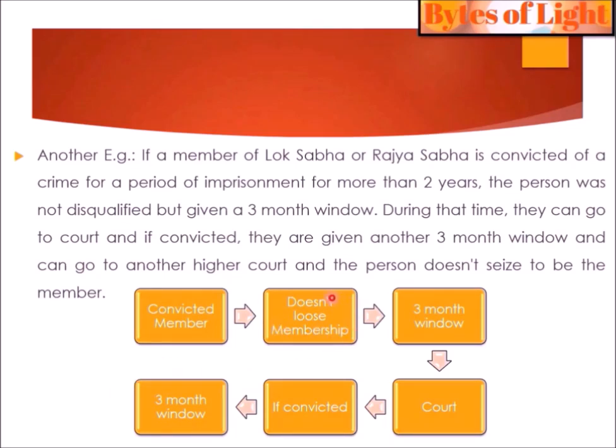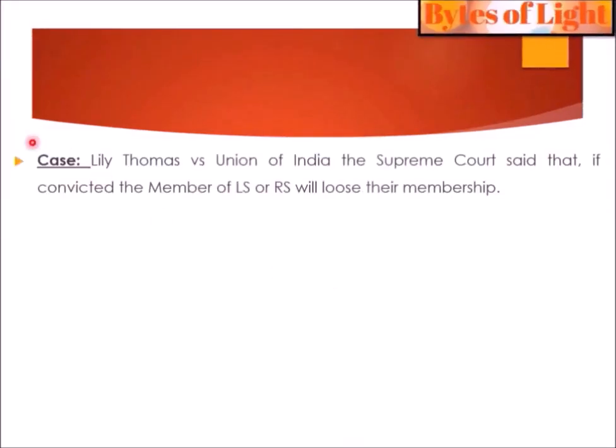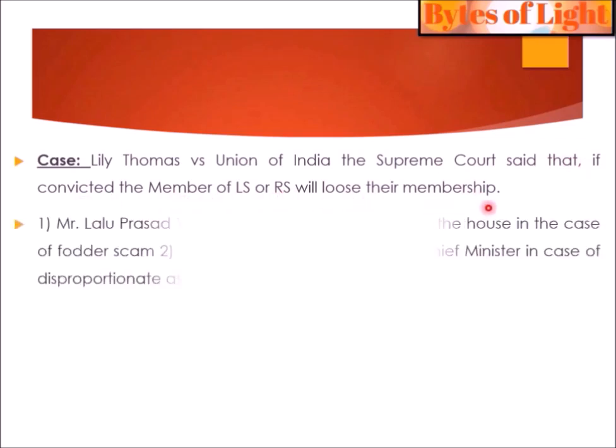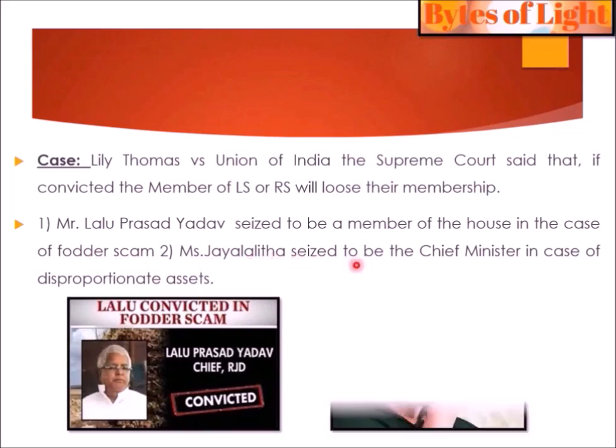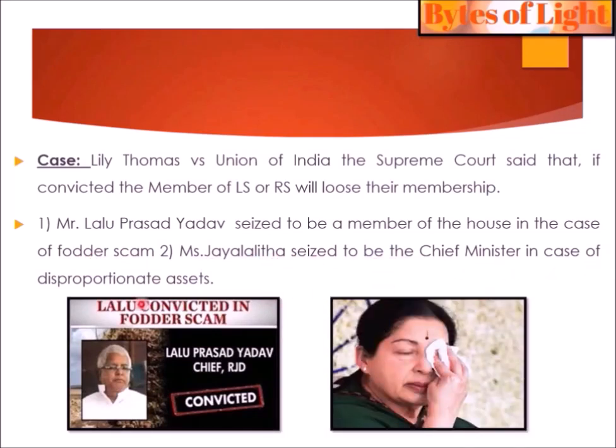So this was against political justice and it was challenged in the Supreme Court, in the case of Lily Thomas versus Union of India. The Supreme Court said that if convicted, the member of Lok Sabha or Rajya Sabha will lose their membership. That is, Mr. Lalu Prasad Yadav ceased to be a member of the House in the case of the fodder scam. Ms. Jayalalitha ceased to be the Chief Minister in the case of disproportionate assets. So political justice was re-established in this particular case. Coming to the next point.